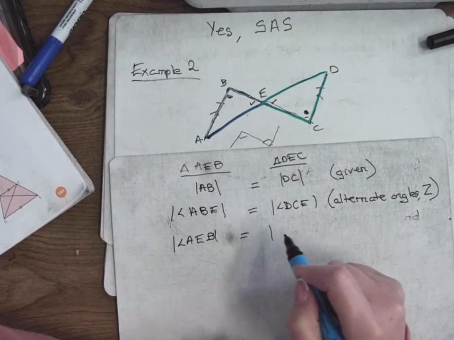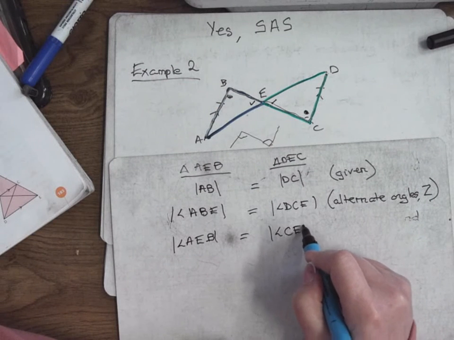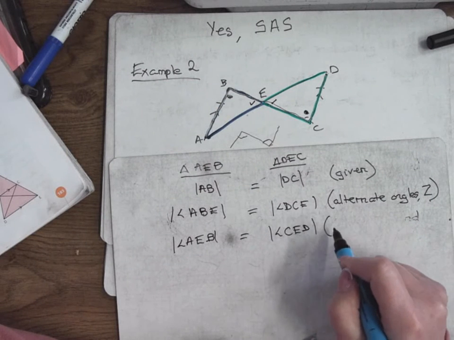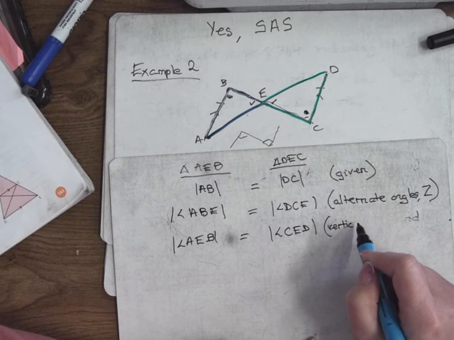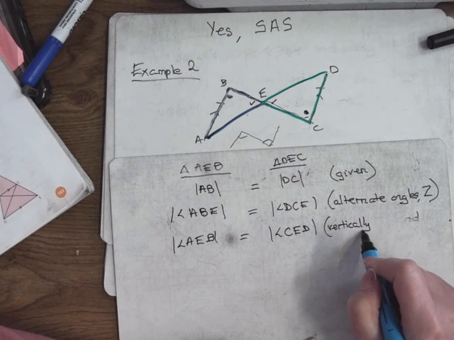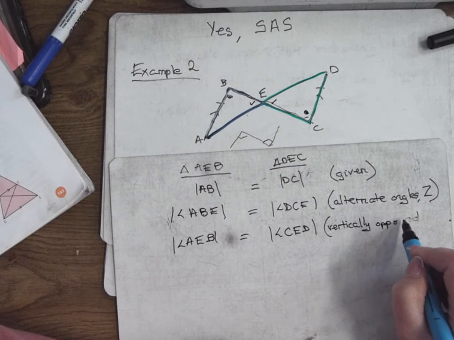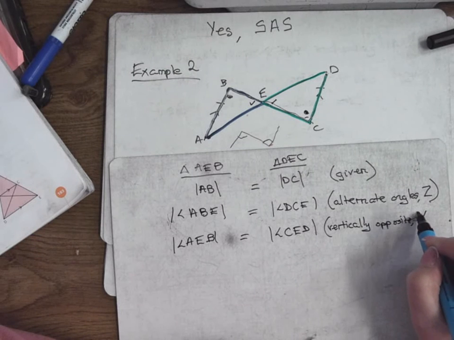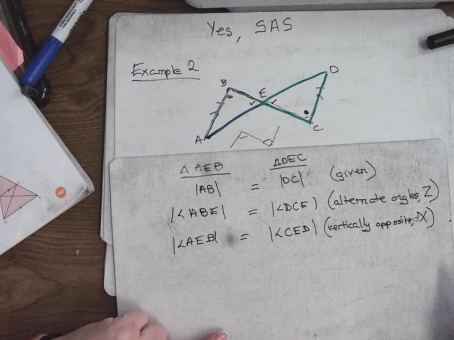What do I call that one? CED. Angle CED, and why are they equal? Because they're vertically opposite. And if you can't remember vertically opposite, what letter will I write? What letter will I write for vertically opposite? An X, isn't it? Is that okay? Right, are we good with that?